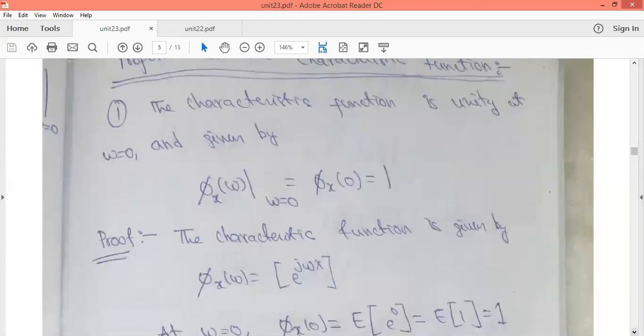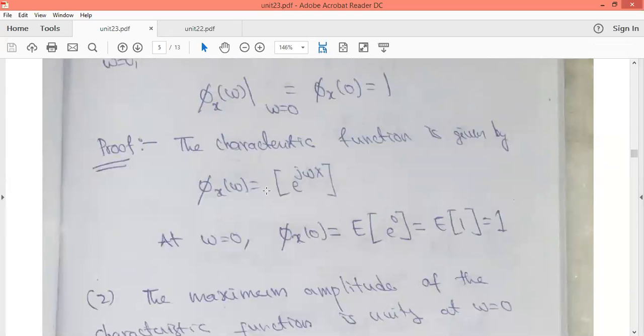The proof of this: phi x of omega is given as the expectation of e power j omega x. Now we substitute omega equal to 0, and we get phi x of 0 equal to the expectation of e power 0, which is the expectation of 1, and that is equal to 1. We know that the expectation of a constant is the constant only, that is, the expectation of 1 will be 1.